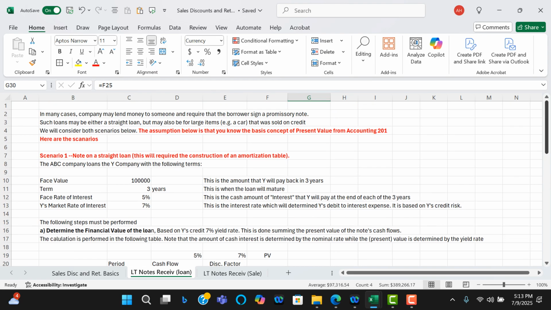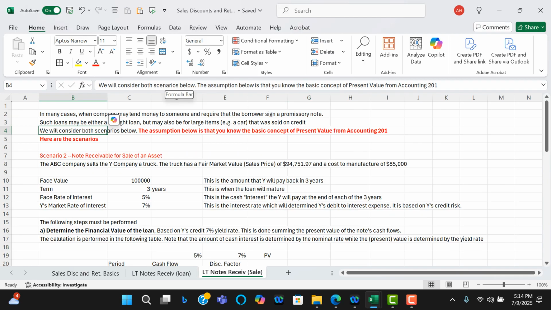Now I just want to emphasize one aspect that occurs when a note is issued, not just as a loan, but when it's issued as you're selling a good. I'm going to go over to this sheet over here, scenario two, a note receivable for the sale of an asset. I'm assuming here that this is a sale of inventory, a truck dealer, which would be different than if you were just selling a piece of equipment that had been used in your manufacturing business, when you were not in the business of selling equipment. Because I'm selling something in my inventory, that's revenue that's going to come in.